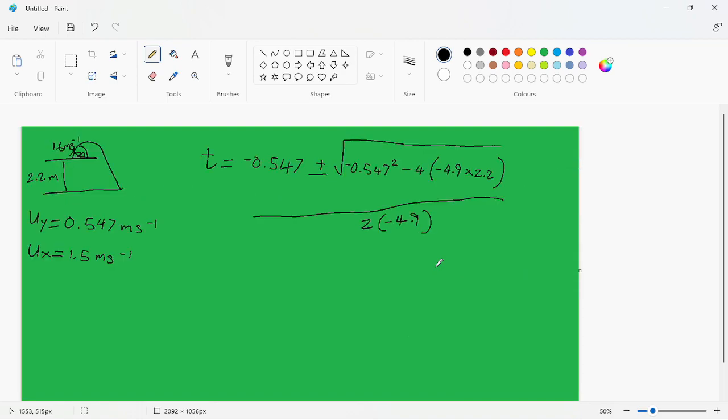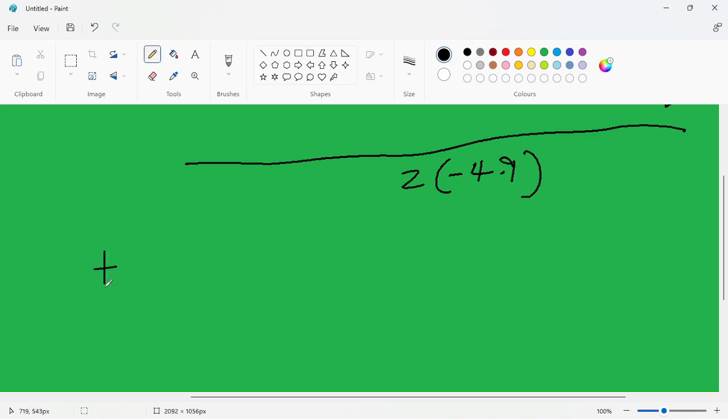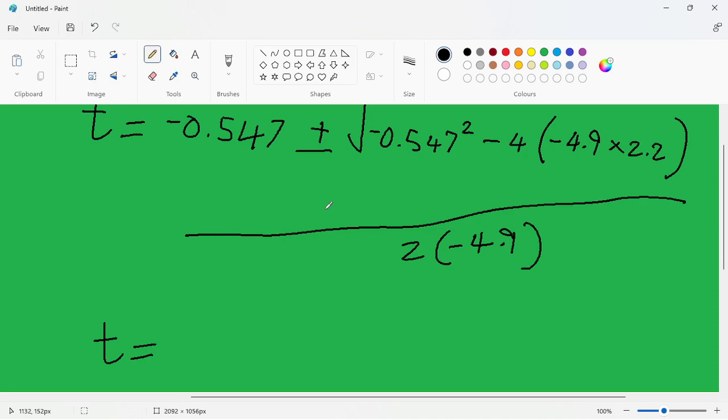And you're basically solving this, right? So when you've solved this, you'll end up with two answers. One of them will be negative, one of them will be positive, and that is as a result of these two signs here. Can be plus or minus. We will use the time that is positive since we're looking for a positive time, a time that is greater than 0. So the time that you get that is going to be positive should be 0.728. And we have to put the units, seconds.